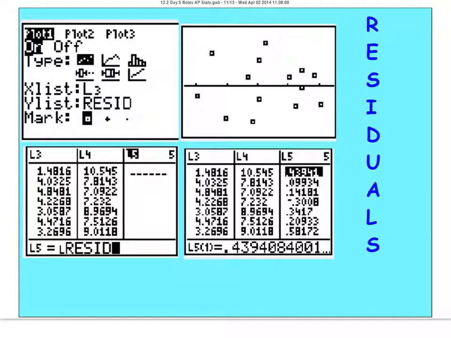So not a lot of particular form, a lot of nice equal balanced scatter. So based on this, I am content with the power model for this scenario.